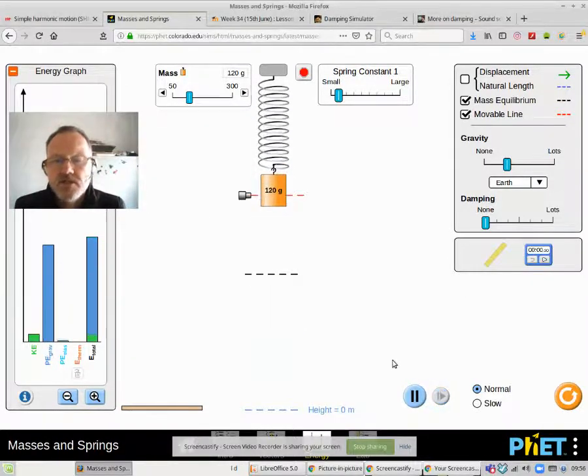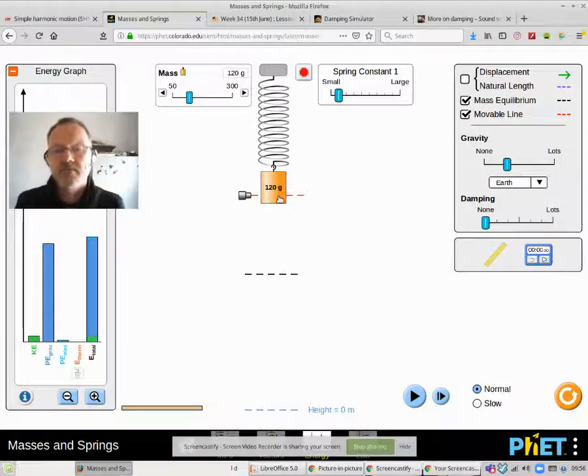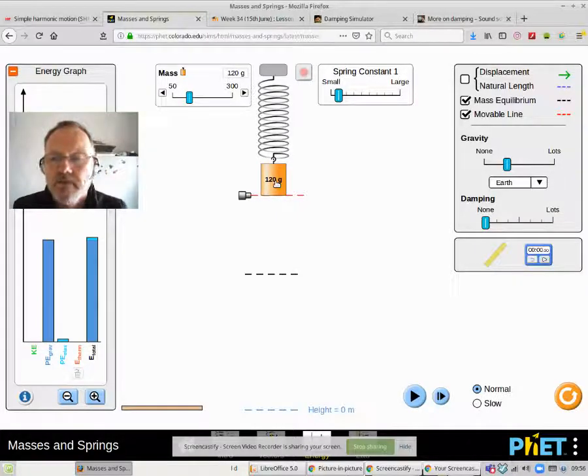Let's just set this system going. We've got a mass on a spring that's oscillating, and the dashed line here is the equilibrium position. That's where the mass would normally rest. This red line is an arbitrary one that I've put in. I can drag this point to wherever I like, and I am going to start the oscillations by taking the mass, so the bottom of the mass is level with the red line.